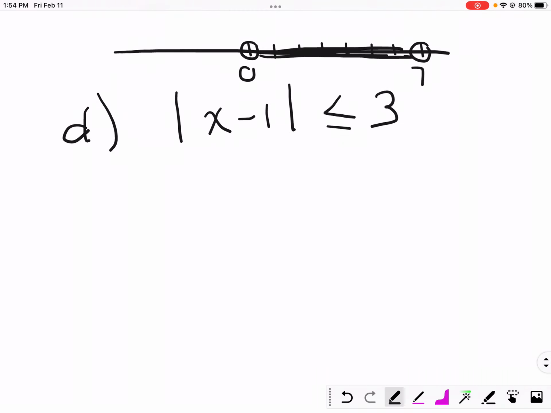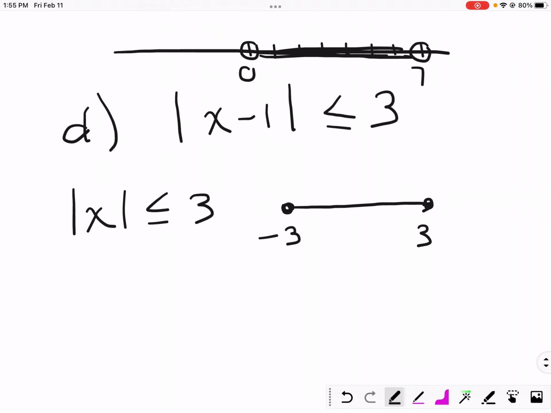Now this one, I showed one of these in one of the previous slides. When you have absolute value, there are a couple different ways of dealing with this. If it was simply absolute value of x less than or equal to 3, it would look something like this. It would go between -3 and +3. That's what it would look like. However, this is x minus 1. The absolute value of x minus 1 is less than or equal to 3.